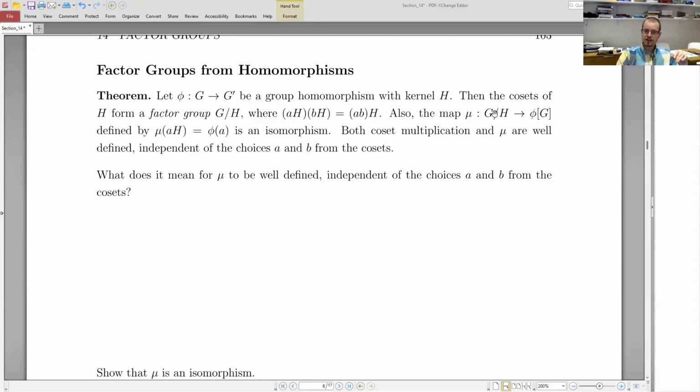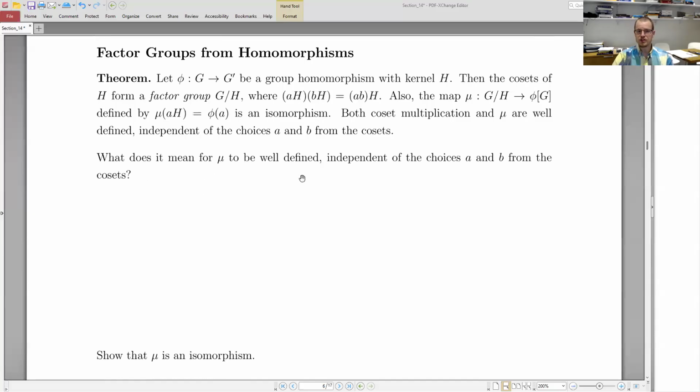The cosets and the equivalence classes of that relation, where phi of A equals phi of B means A and B are related, give an isomorphism. It's exactly the same thing that we talked about in that previous discussion. So both coset multiplication and mu are well defined. Of course, we already specified coset multiplication and proved that it is well defined. We just want to consider mu now.